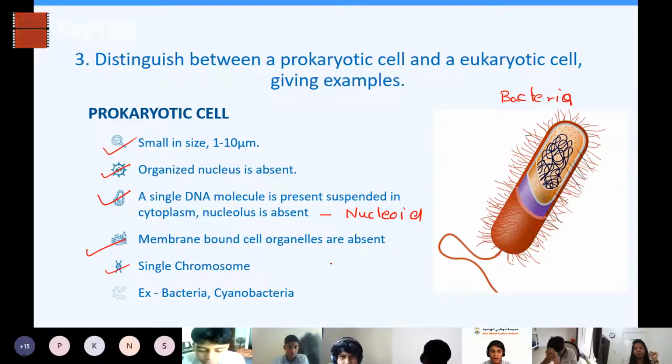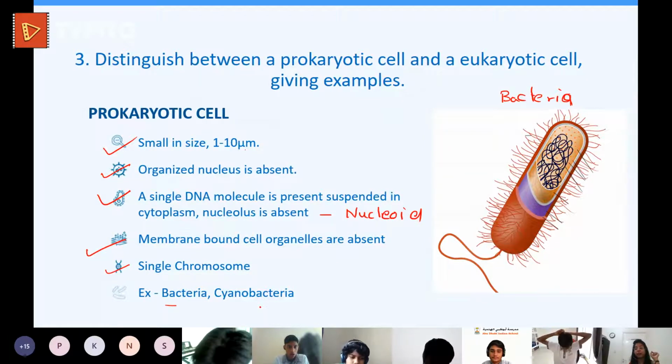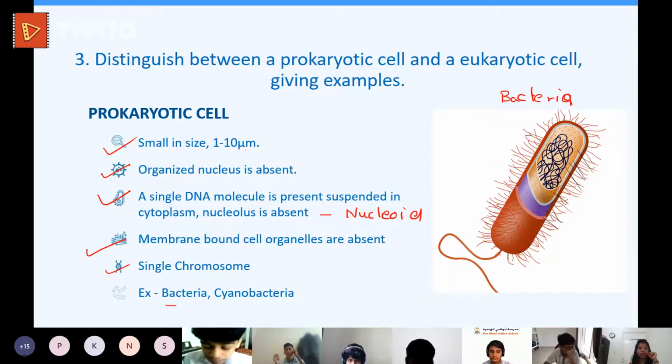What are the examples of prokaryotic cell? Our dear bacteria and blue-green algae. Blue-green algae is also called cyanobacteria. So those are the examples of prokaryotic cell.